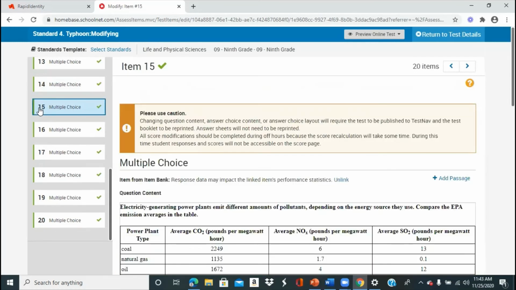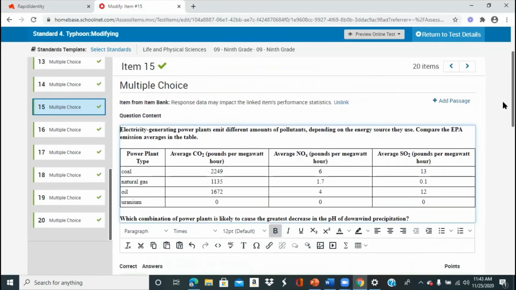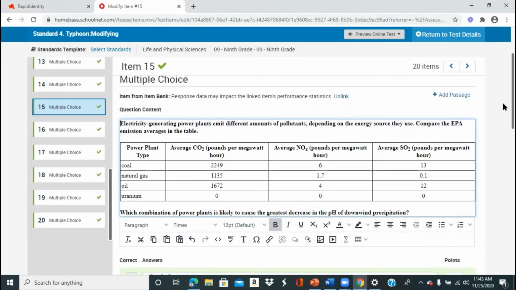Item number 15. So you see here an electricity generating power plant that emits different amounts of pollutants. Depending on the energy source that they use, you're going to have to compare the emission average on the table. Which combination of power plants is likely to cause the greatest decrease in the pH of downwind precipitation? Take note that the question did not really say acid rain, but the question is describing decrease in pH.